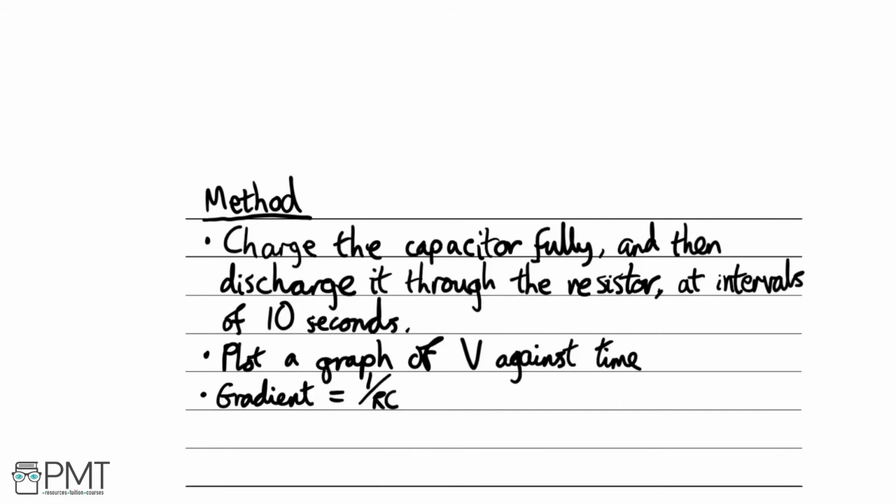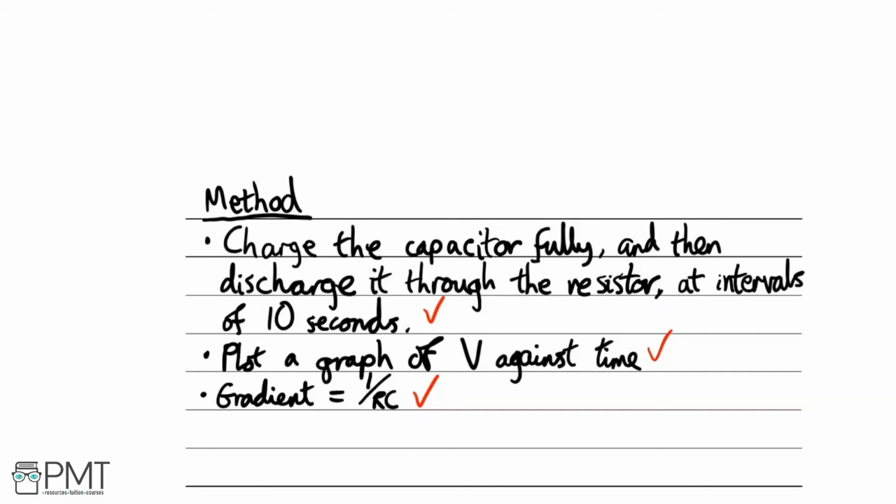And then the gradient of the graph is going to be 1 divided by the resistance multiplied by the capacitance. So those are your 3 marks there. Now there are variations that we can make on this. The discharge part with the intervals of 10 seconds remains the same.